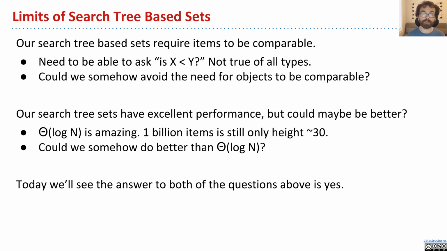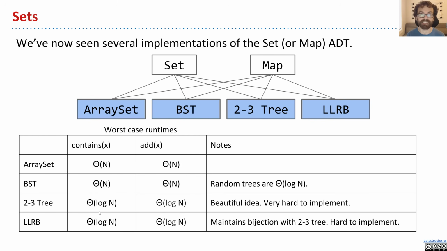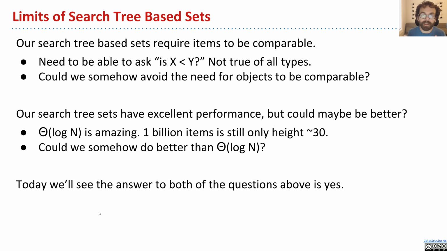Another is that our search tree sets have excellent performance, but it would be nice if maybe we could do better. So I should note that theta log n is really good. It is amazing, like magnificent. If we have 1 billion items, the tree is still only going to be around height 30 due to the magic of the log function. But maybe you want to do better than log n. So in this lecture, we're going to be developing a way that we can indeed do better than log n, and we can avoid the need for objects to be compared.